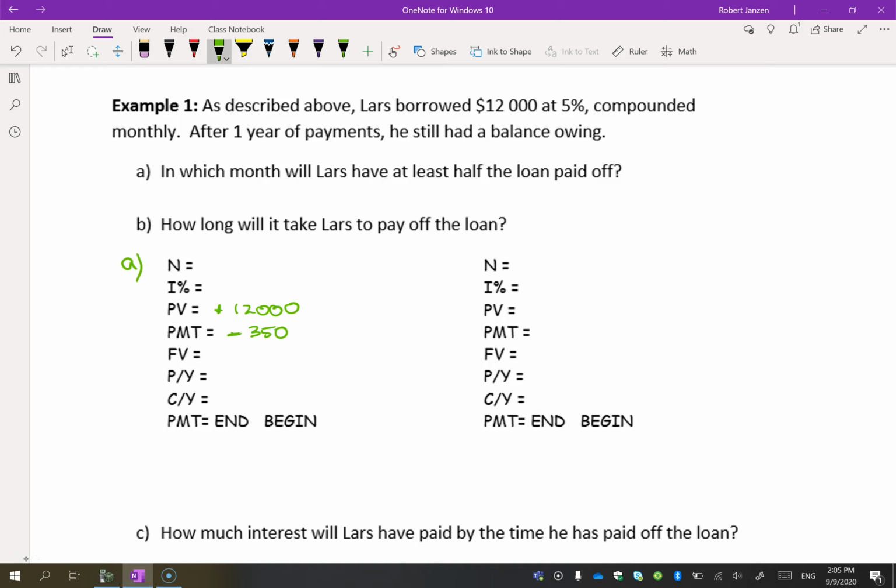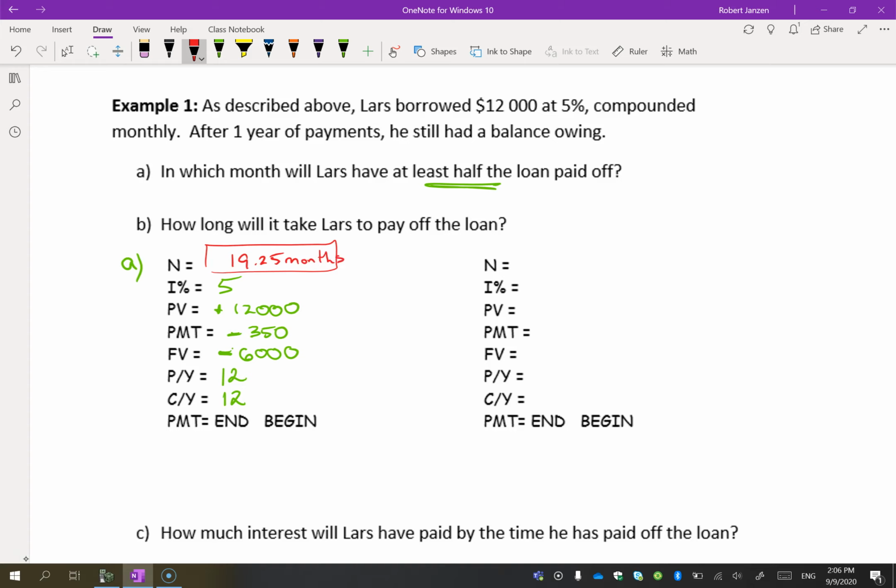Okay. What is the interest rate? It was 5% compounded monthly. And we are making monthly payments. Okay. And the first question says, when will the loan be half paid off? So when will there be still $6,000 owing? Okay, so let's figure out what is N. N will be 19.25, and this is in months.